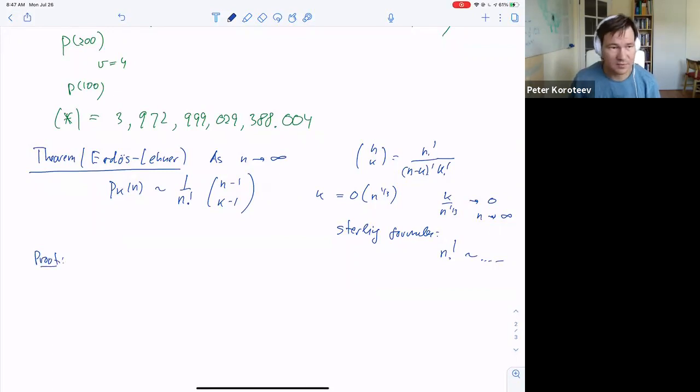The proof will be a little bit more combinatorial. For each partition of n with exactly k parts, we can associate the set of compositions of n made out of those parts. We know that there are exactly k factorial compositions of all parts into the partitions, which are distinct. Therefore, we can say that k factorial times pk of n is greater or equal than n choose k.